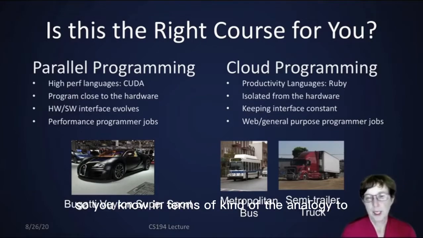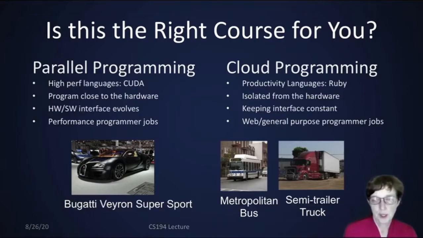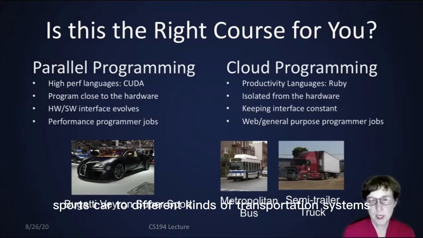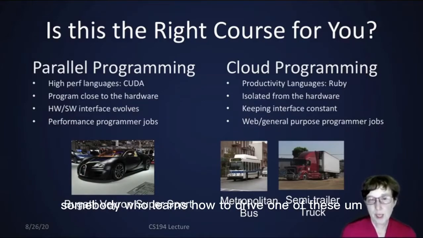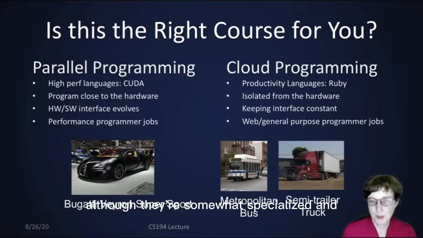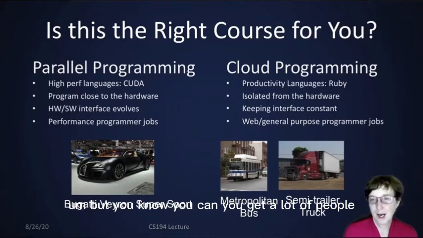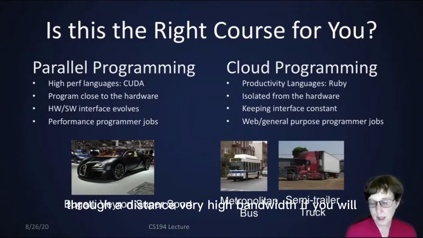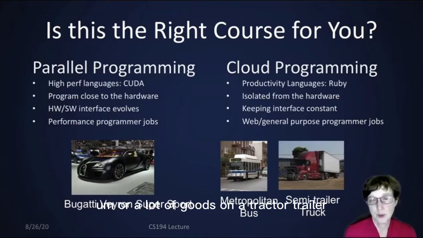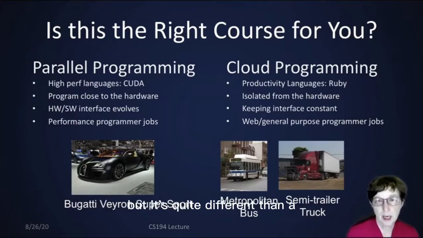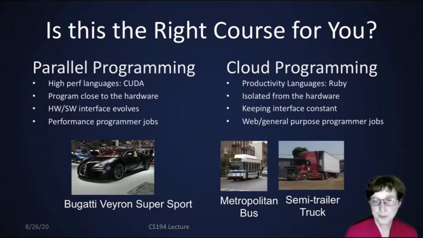So, in terms of the analogy to a sports car, to different kinds of transportation systems, here you've got a very high-end sports car. Somebody who learns how to drive one of these maybe could also drive one of these, although they're somewhat specialized. But you get a lot of people through a distance, very high bandwidth, if you will, as we'll talk about in a minute, on a bus. Or a lot of goods on a tractor trailer, but it's quite different than a very high performance car.